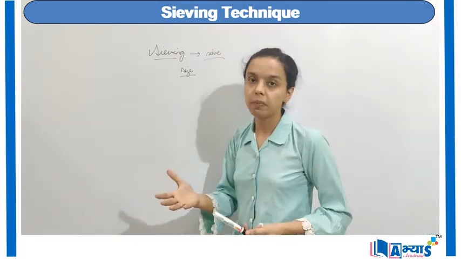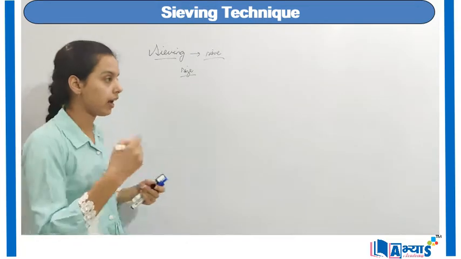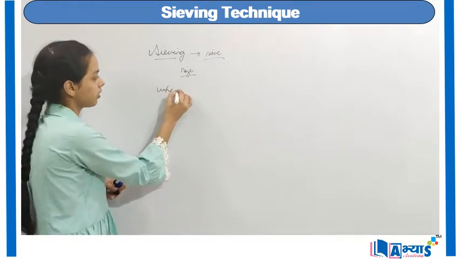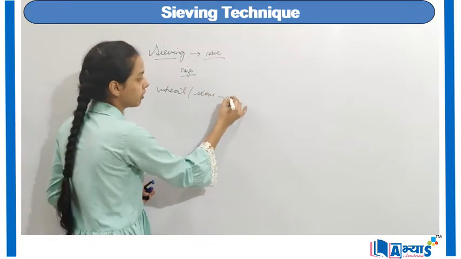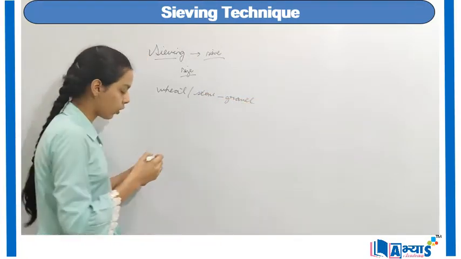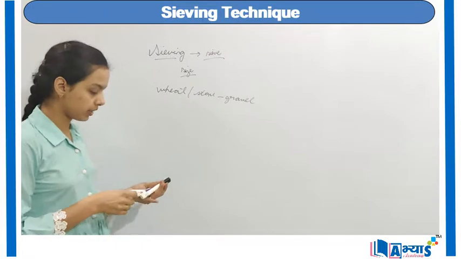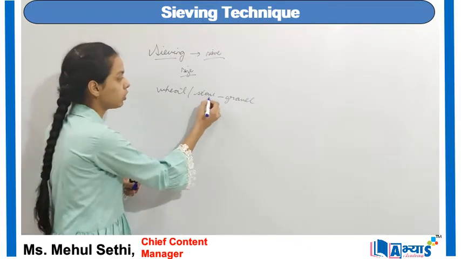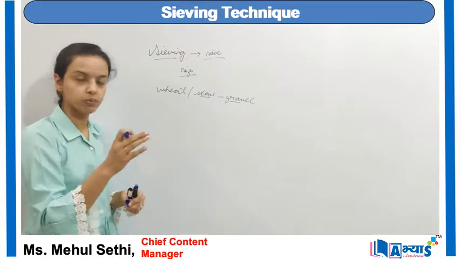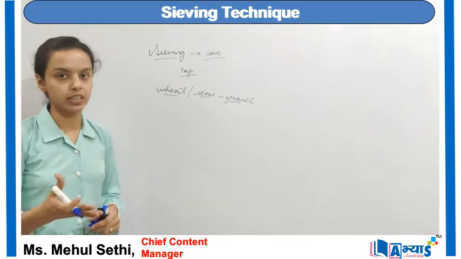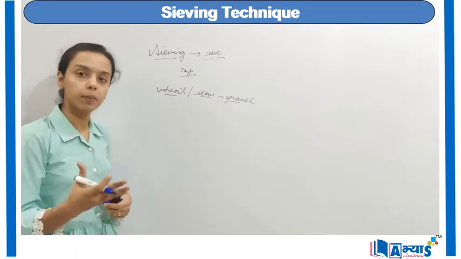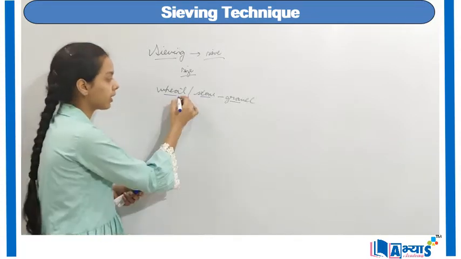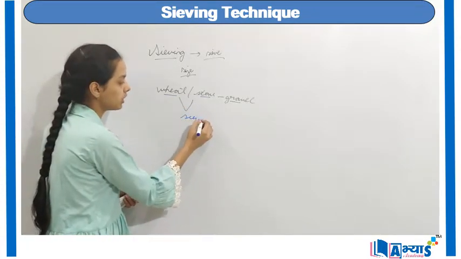Now for example, if I take the case of wheat and I have stones or gravel. Now when there is the presence of stone and gravel, these particles are also very small and the wheat particles are also very small. So I cannot pick either of them with the help of a hand. So the separation of the wheat from the gravel can be done with the help of a sieve.